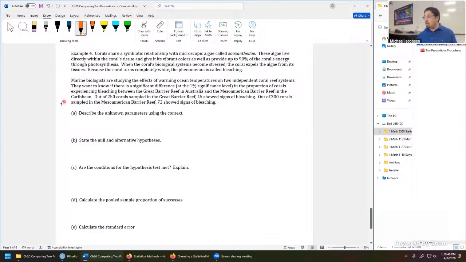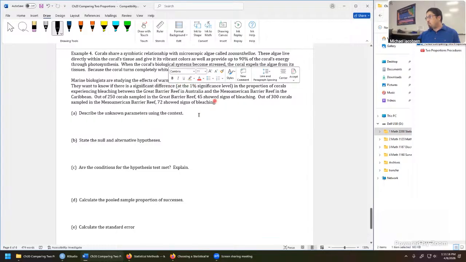And here's where the study actually gets going. Marine biologists are studying the effects of warming ocean temperatures on two independent coral reef systems. And those are good words there. That tells us we really have two independent populations. They want to know if there's a significant difference at the 1% significance level. Well, they gave us two values there. Alpha is 0.01. And when they said significant difference, well, we're running this through a hypothesis test, and they didn't ask for a greater than or less than. They're just asking for a not equals.